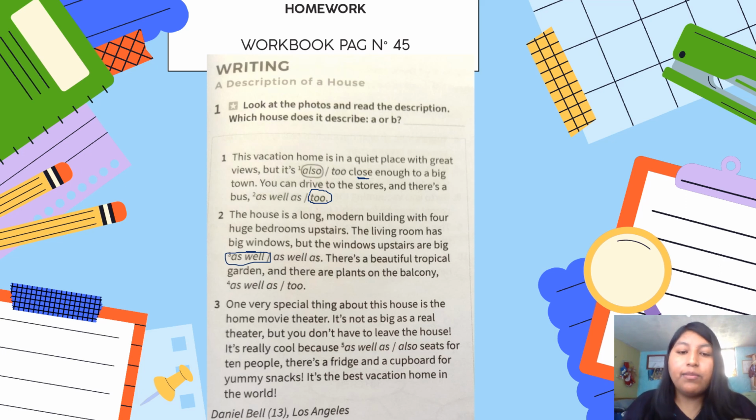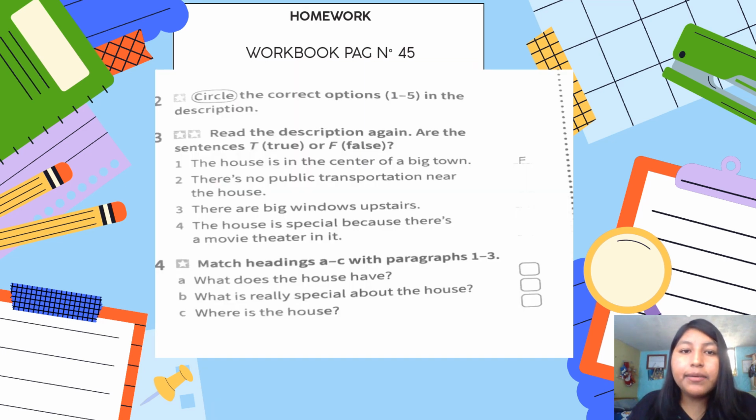Okay, so remember, also before a verb. And too and as well at the end of the sentence, as well as before a noun. In activity number 2, you have to read the descriptions again and choose if the sentences are true or false.